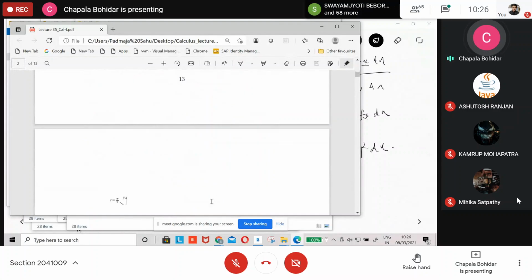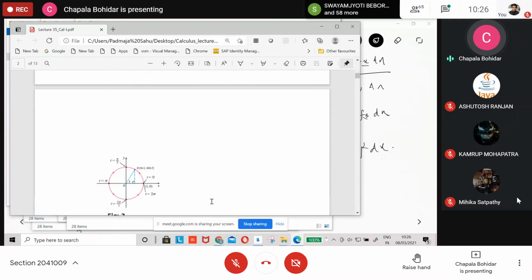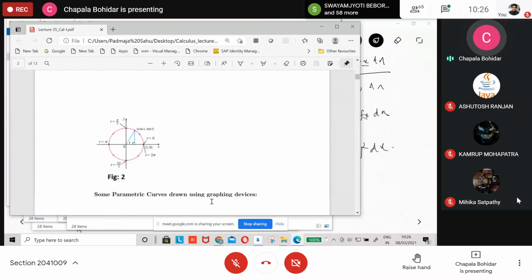So here next, you see the figure. If you consider the value t from 0 to 2 pi, you get a circle. If t is equal to pi by 2, this point; t is equal to pi, this point; t is equal to 3 pi by 2, this point; t is equal to 2 pi, this point. The starting point and the ending point are the same here, so we are getting a circle.